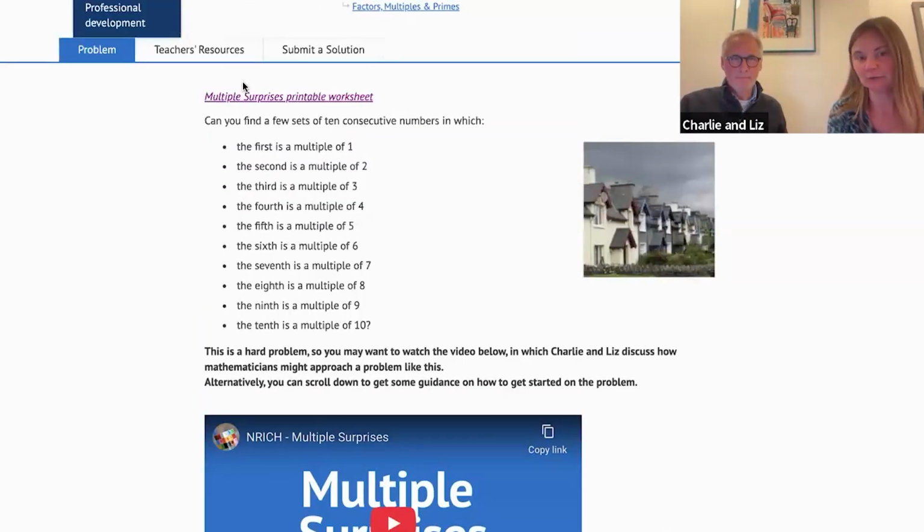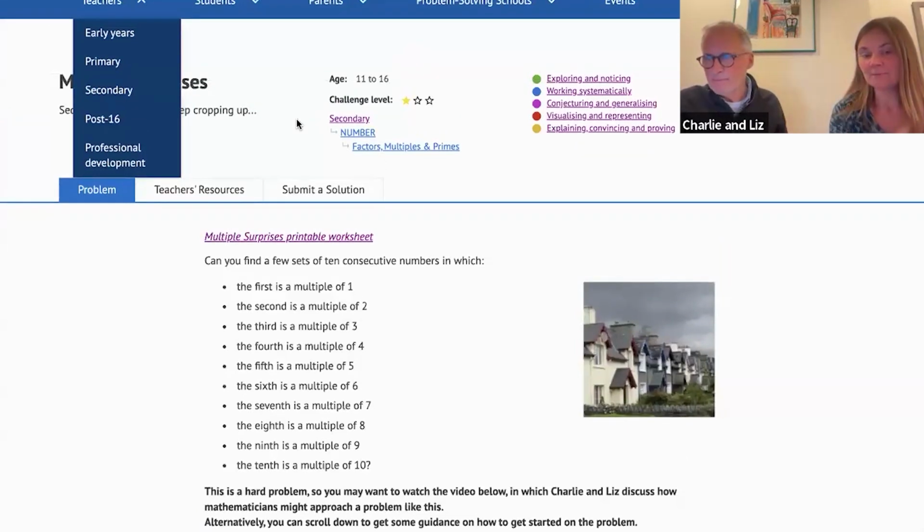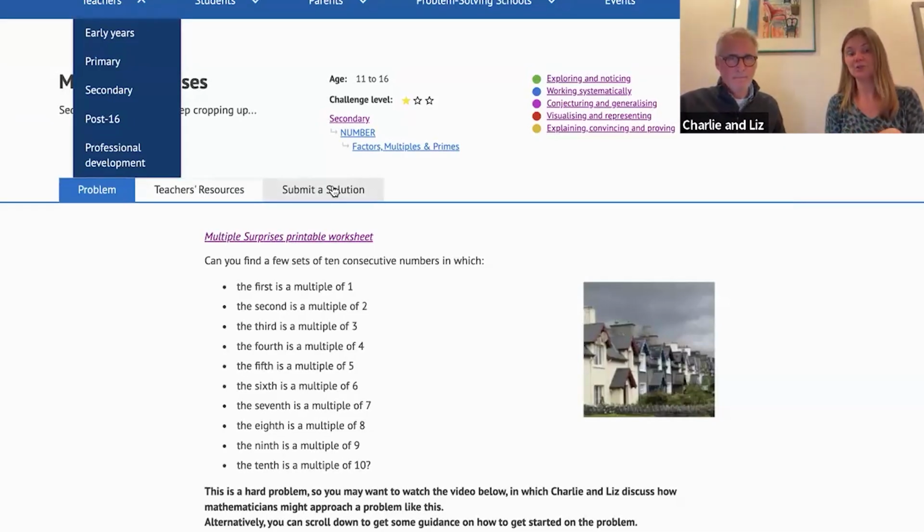So that's something to look out for. Charlie mentioned right at the beginning of this afternoon's webinar that this problem will be open for solution. So you can see that there's a submit a solution button. So do encourage your students to send their solutions to us. But Charlie, you're absolutely right.